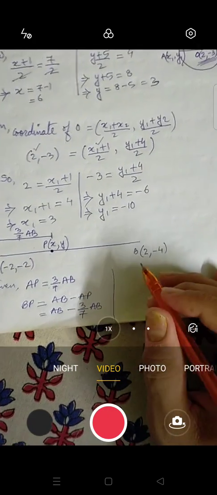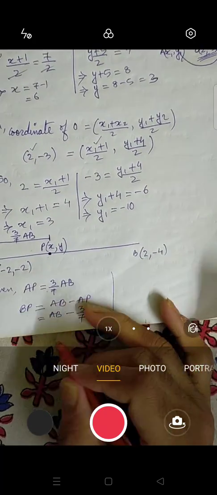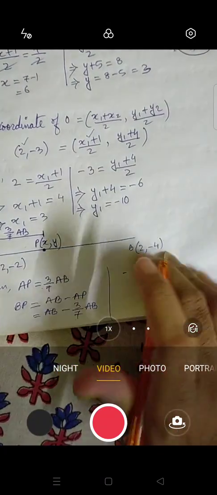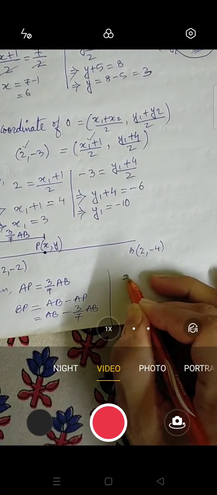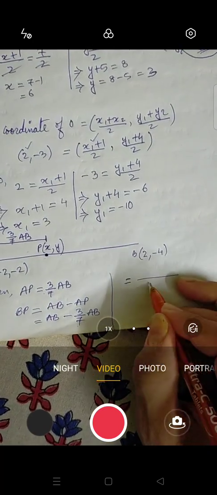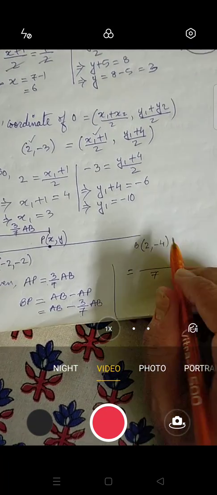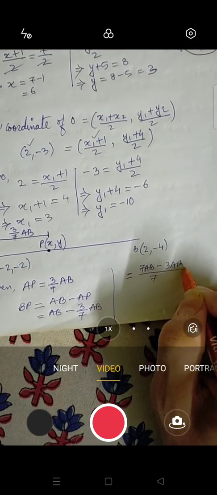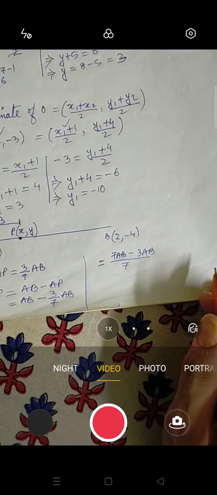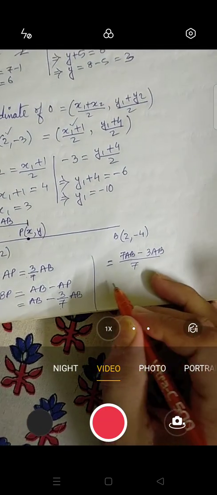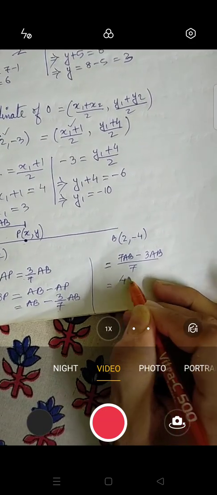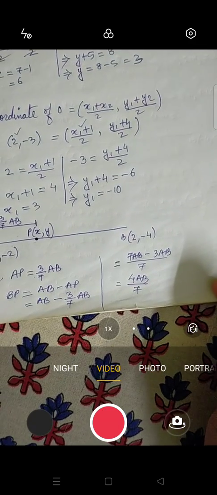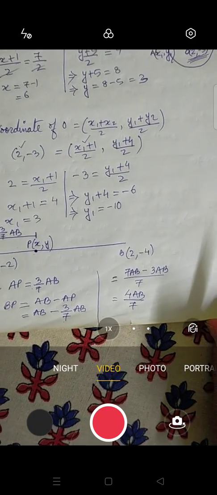Now next line. This BP, we are finding BP only, okay? So you can continue from here. I am writing it over here. So BP, I am taking 7 as LCM, so I'll be having 7AB minus 3AB, correct? Now if I solve this one, I'll be having 4AB by 7, okay?